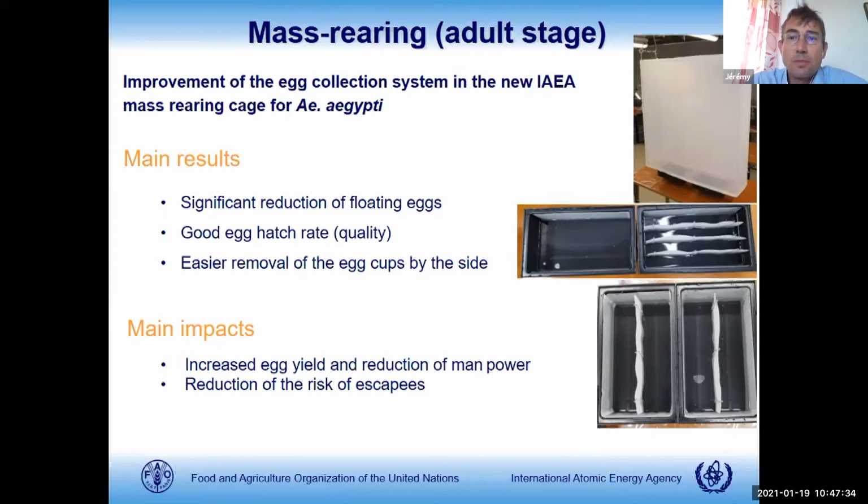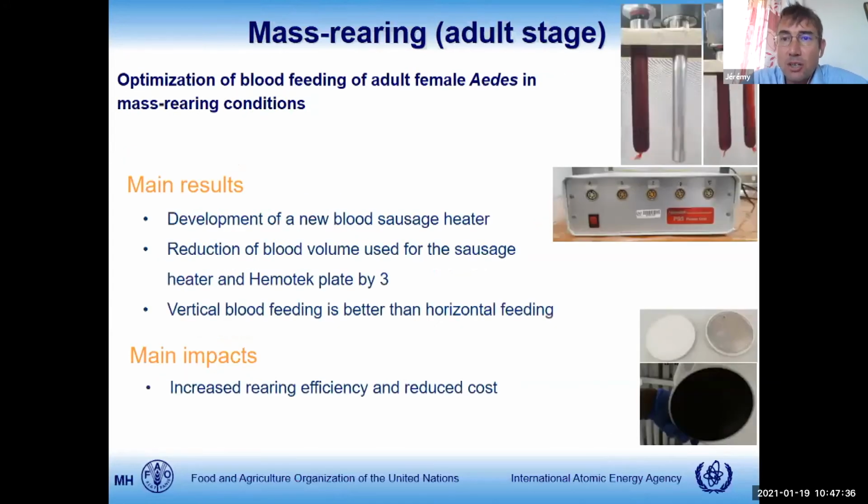We also developed a system to use sausages containing much less blood than the previous system. And I know that in Singapore, you are also using a plate, so you will probably see during the visit if you have any. And now we are using a system where you can put a sausage around, and it also reduces the amount of blood by 3. So it's much more cost effective.